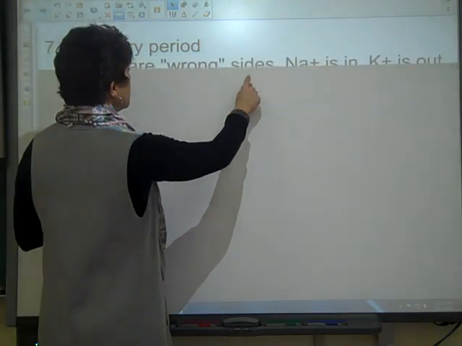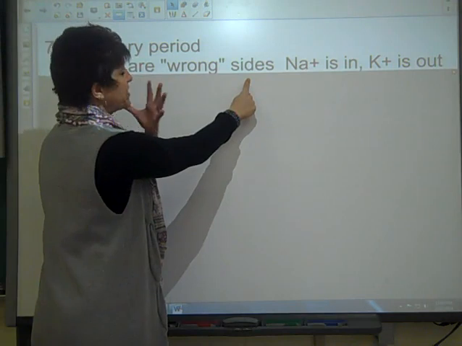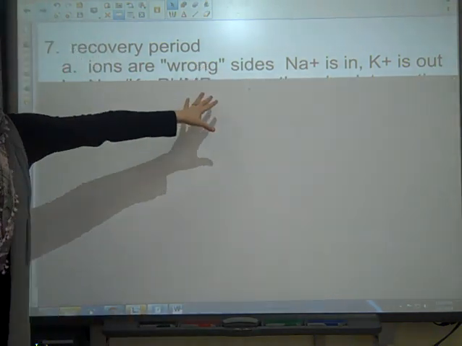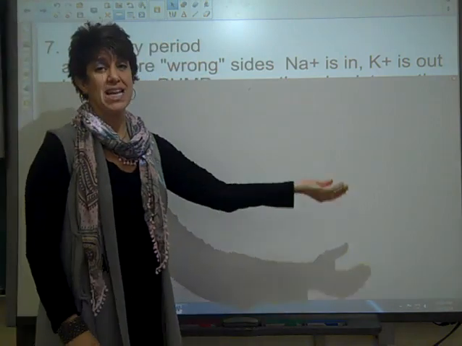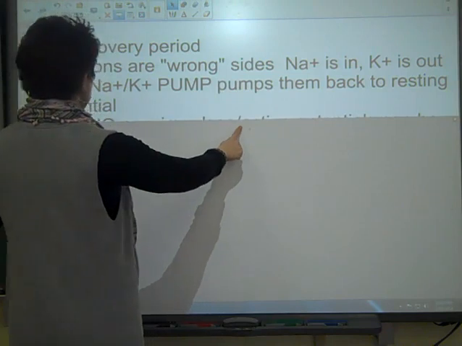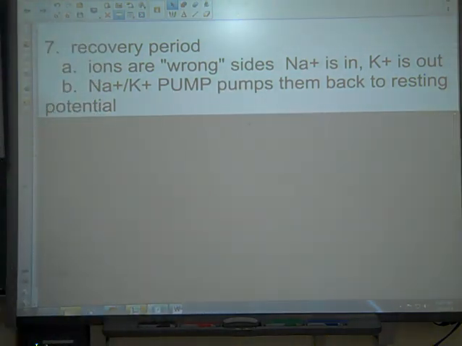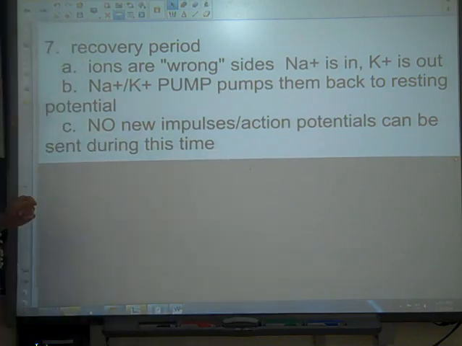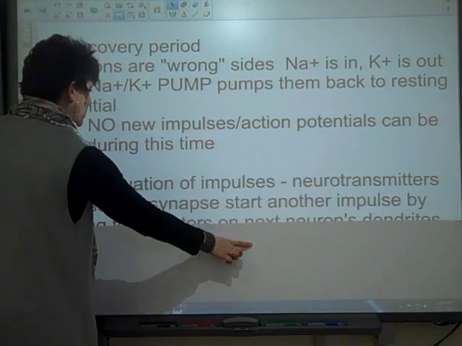All right, recovery period. This means we're not capable of sending another message until we get everything back to normal. The ions are on the wrong side right now. Sodium went in, potassium went out. We got to pump them back to their respective sides. So the sodium-potassium pump puts them back to resting potential. No new impulses, no action potentials can be sent during this time.